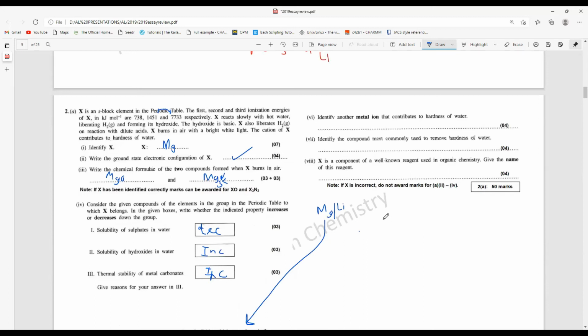Identify another metal ion that contributes to the hardness. So basically magnesium, then calcium. Identify the compound most commonly used to remove hardness. Water has two different types of hardness, the temporary hardness and the permanent hardness.